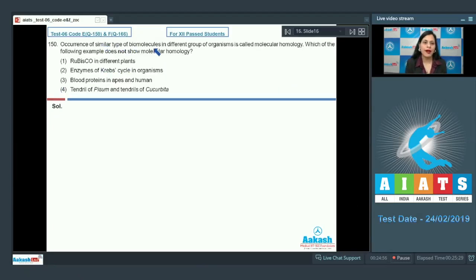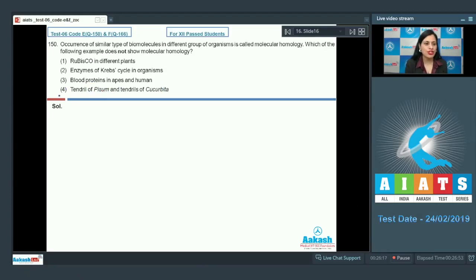Occurrence of similar type of biomolecules in different group of organisms is called molecular homology. Which of the following example does not show molecular homology? And the options are Rubisco in different plants. Second option is enzymes of Krebs cycle in organisms. Third option is blood proteins in apes and human. And the last option is tendril of Pisum and tendrils of Cucurbita.